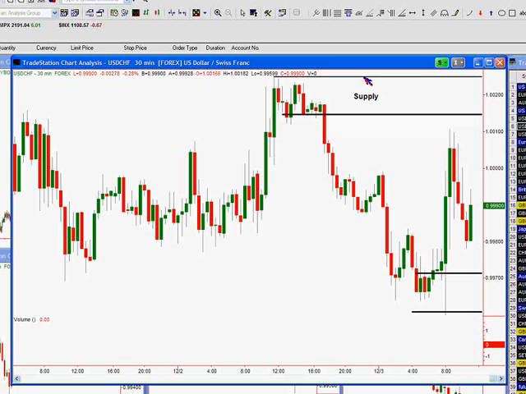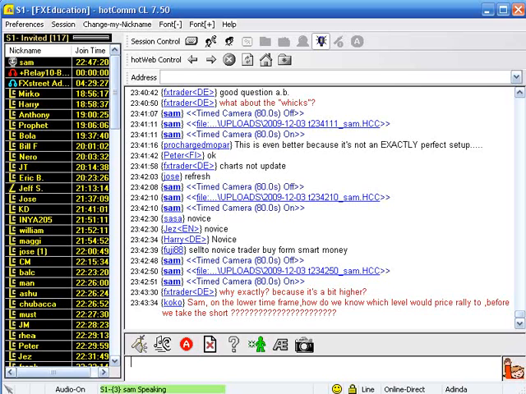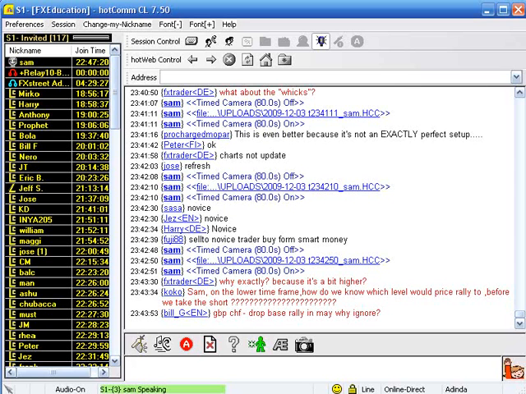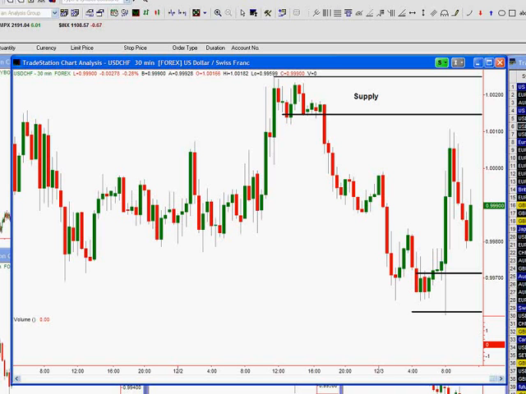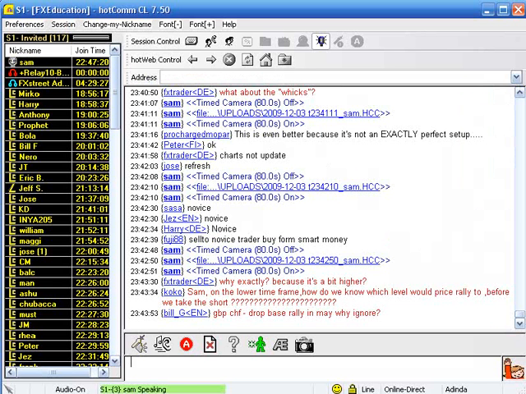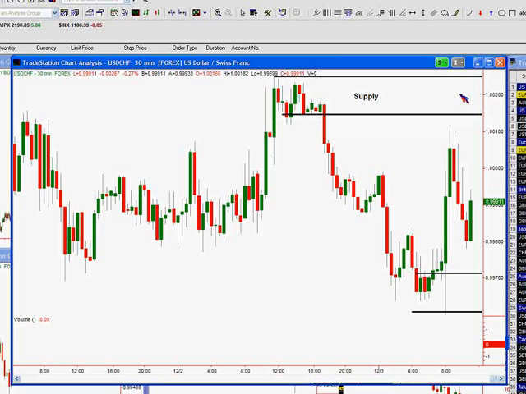All right. Coco has a really important question here, it looks like. That's got to be 20 question marks there. Let's see. On the lower time frame, how do we know which level price would rally to before we take the short? Yeah, I think you're talking about this level here. I don't know which level price is going to hit first, and nobody does. If you hit the supply level up here, and it meets your trading plan criteria, we would bet on a downside move to this level in here.